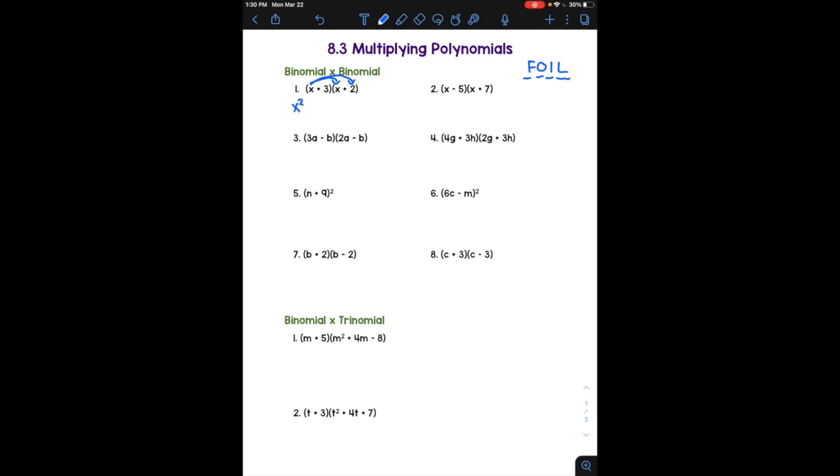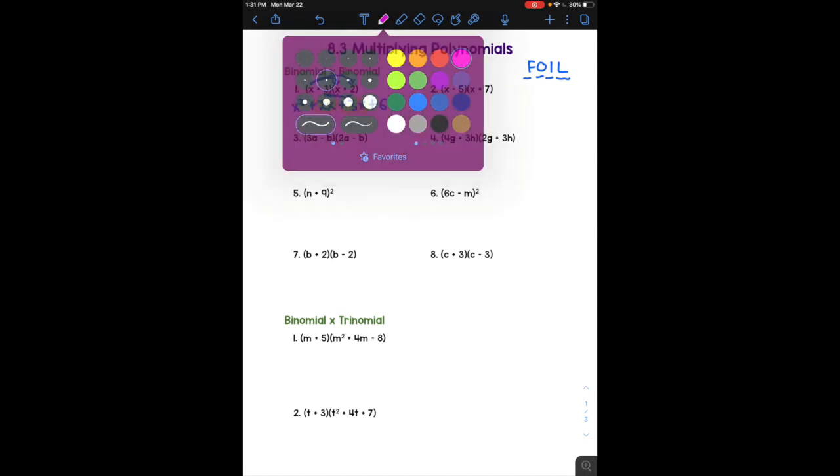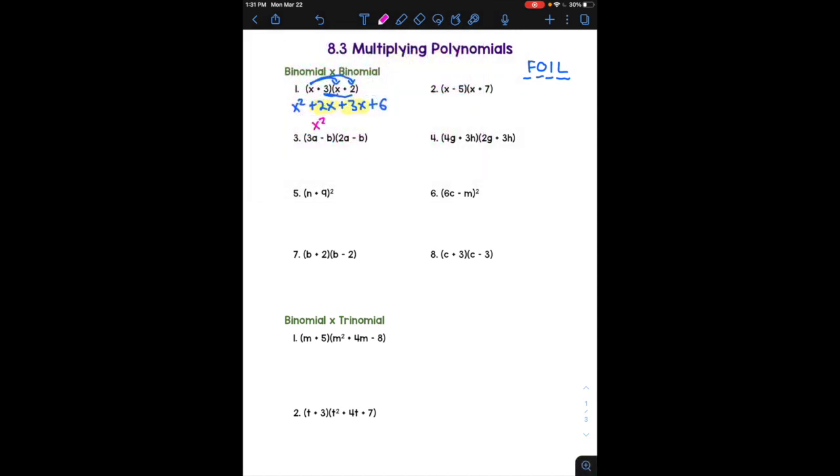X times x gives us x squared. X times 2 is 2x. And then I'll distribute the second term in the first binomial. 3 times x is 3x, and 3 times 2 will give us 6. Double check to see if we could combine any like terms in our resulting expression, in which we can. 2x plus 3x are like terms, in which our answer will be the trinomial x squared plus 5x plus 6.